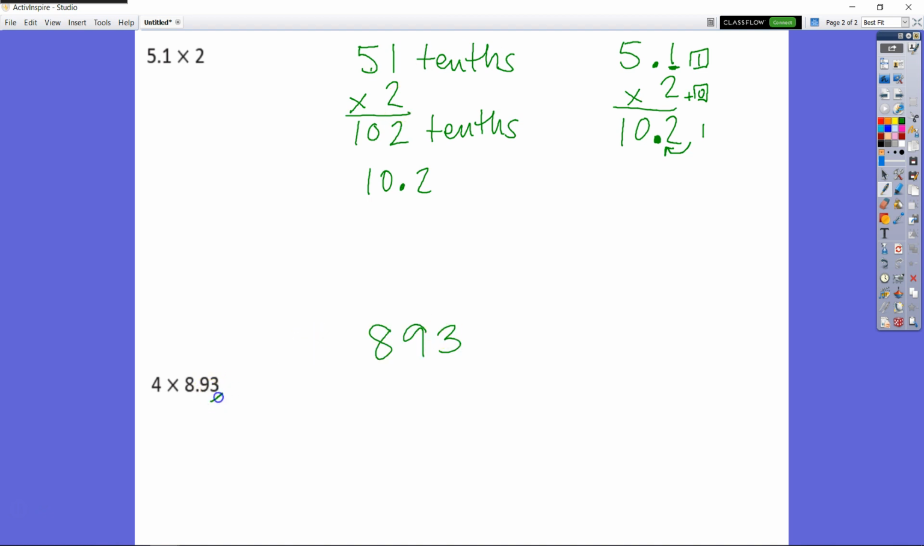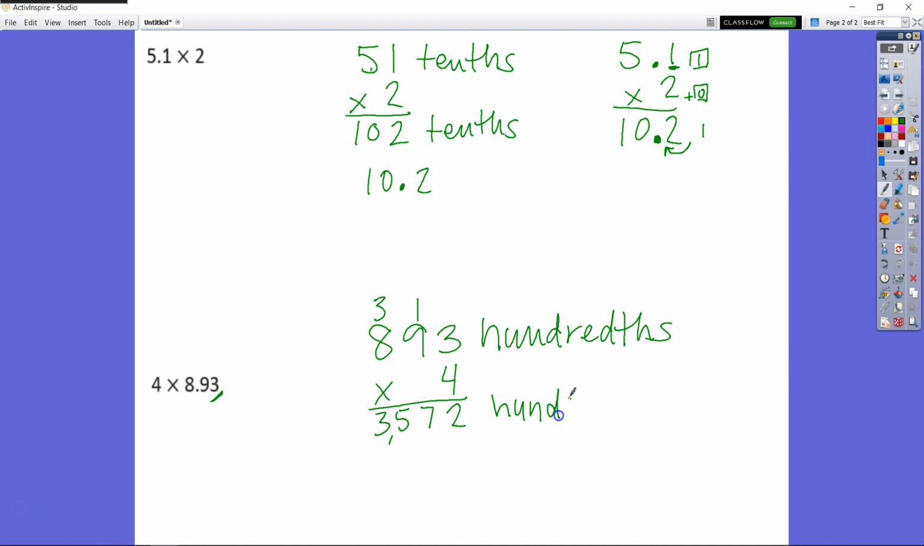Same thing looking at B here. We know that we're out to the hundredths place. So the smallest unit we have is hundredths. The most hundredths we can get out of this number is 893 hundredths. So if we had 893 hundredths times 4, you get 3,572. Now remember, that's not just 3,572 wholes, that's actually 3,572 hundredths.